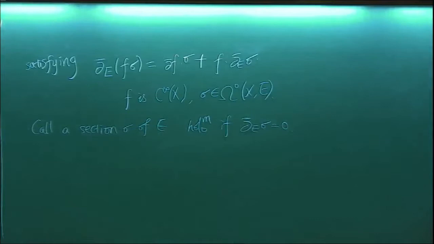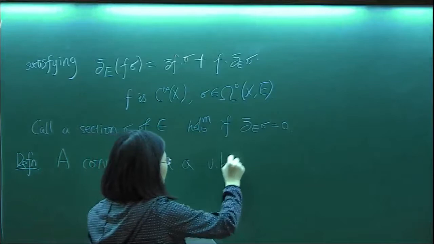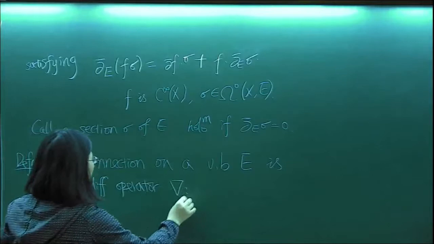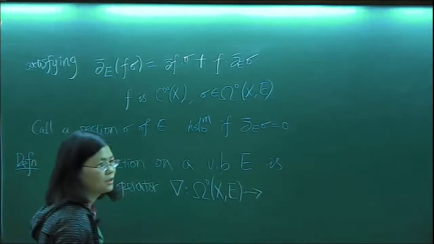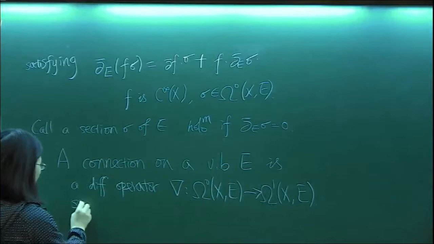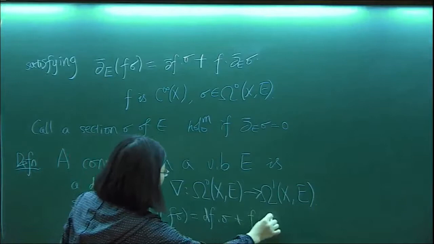And the next object is a connection. A connection on a vector bundle E is a differential operator from sections of E to one forms valued in E. So this is the main difference with the previous one. Satisfying the Leibniz rule: nabla of f sigma equals d f times sigma plus f times nabla sigma.